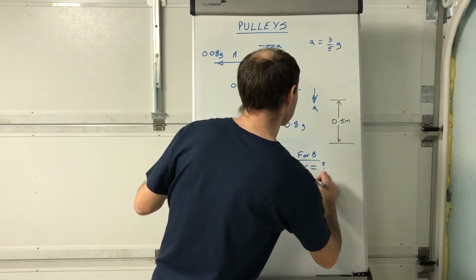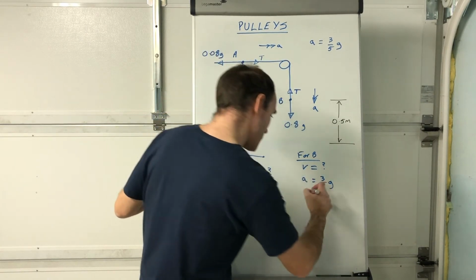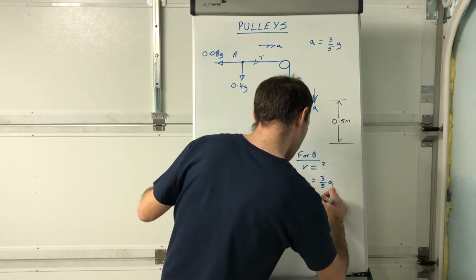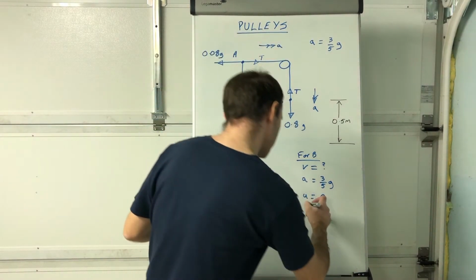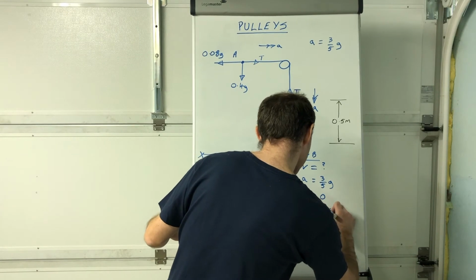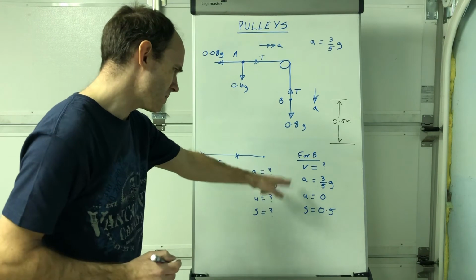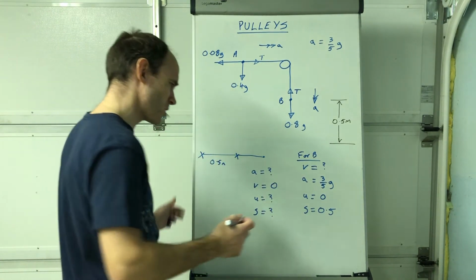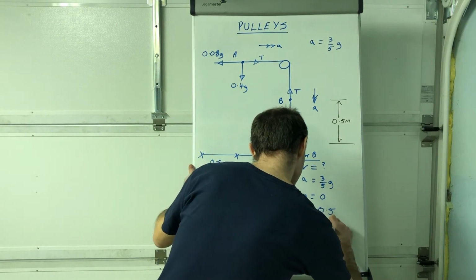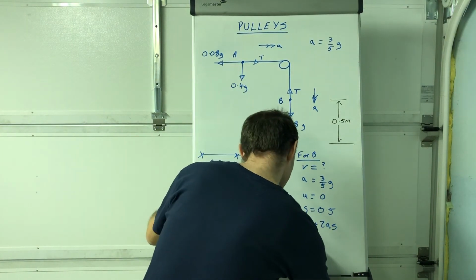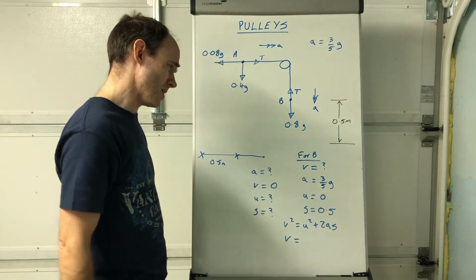As a reminder, the acceleration was 3/5 g. Yes, the initial velocity was 0 metres per second, and the distance moved was 0.5 metres, wasn't it? So we can work out what v is from that. What's the best equation for that? v squared equals u squared plus 2as, I think. So v squared equals u squared plus 2as, and we can work out what the final velocity v is. That is the speed with which B hits the ground.